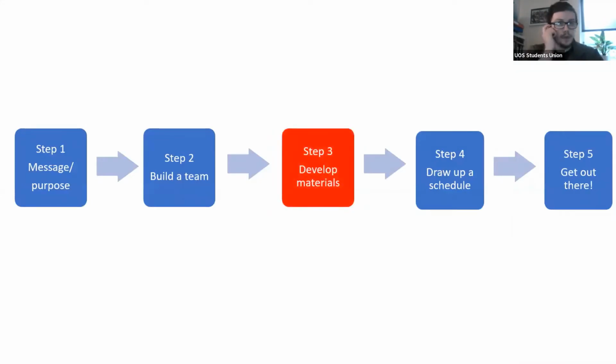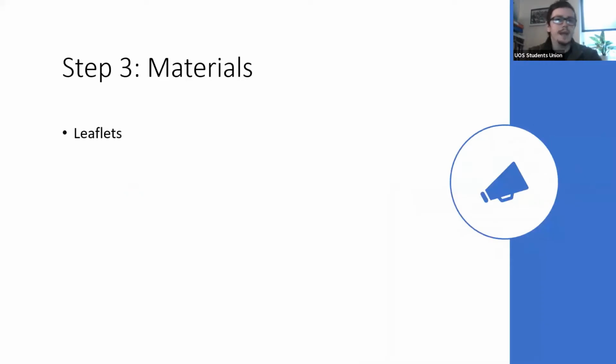So you've got your message. You're really confident on what your message is and what you're trying to get across to students. You've got a small team together, and you've got a sense of how much time those people have got and what they're willing to commit to you. The next step is you need to start developing those materials that you're going to use throughout your campaign.